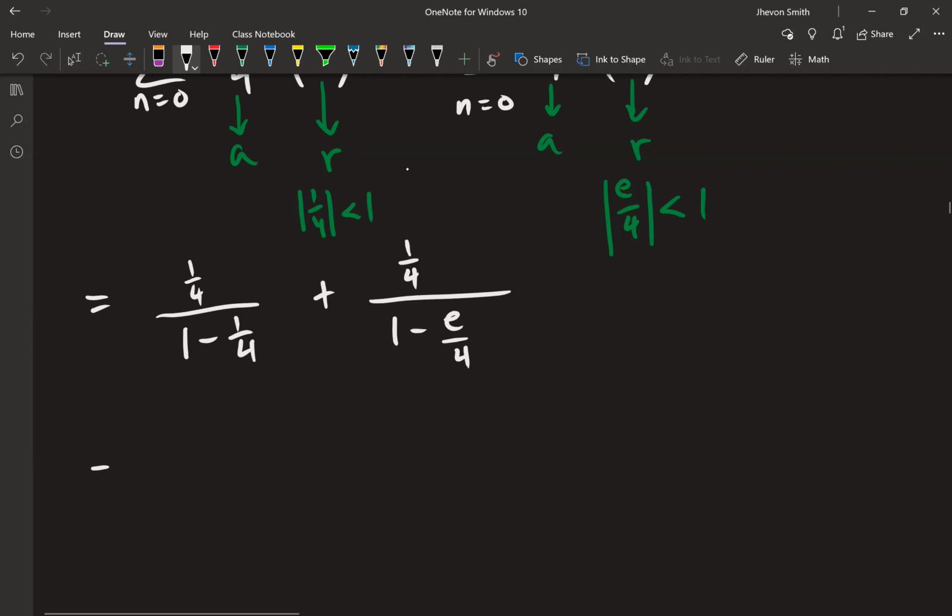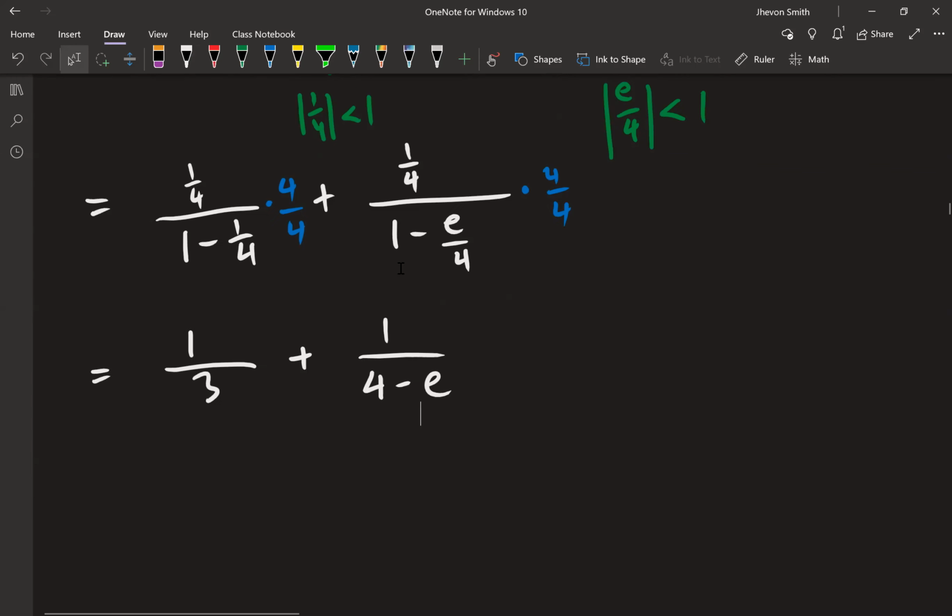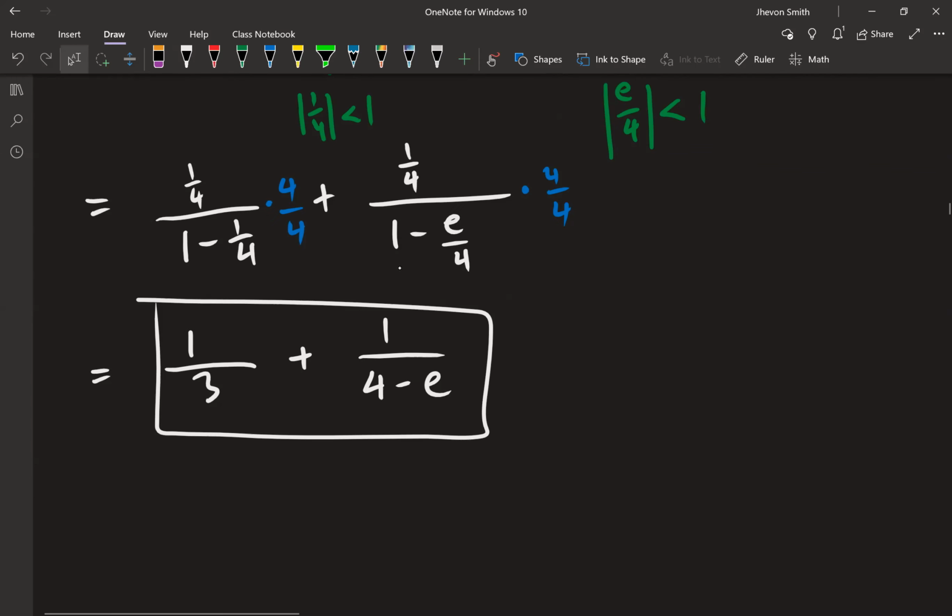So this converges. I can multiply top and bottom by 4. If I take this and multiply by 4 over 4, that is going to look like 1 over 4 minus 1, 3, plus, I can do the same thing here, multiply this by 4 over 4, and this is going to look like 1 over 4 minus E. So that's the answer. The series converges.